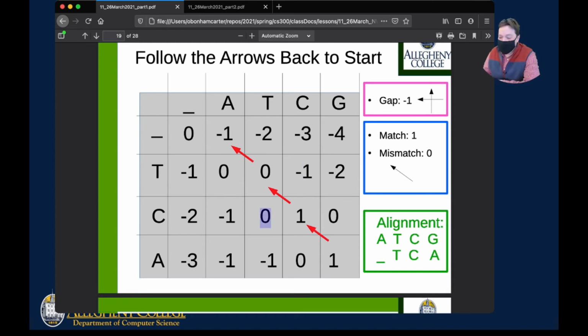Instead, the only thing you can do, because the floor is lava, is go to the 0. And so what you do is you're following these arrows back. While you follow these arrows back, you're creating your alignment starting from the right-hand side, working your way back to the left. And so here, I'm going to say that G aligns with an A. And so I put my G up here, and I put my A right there.